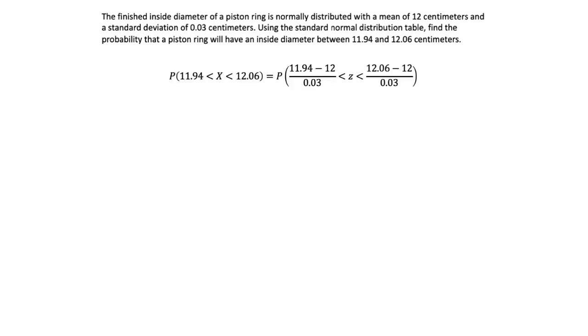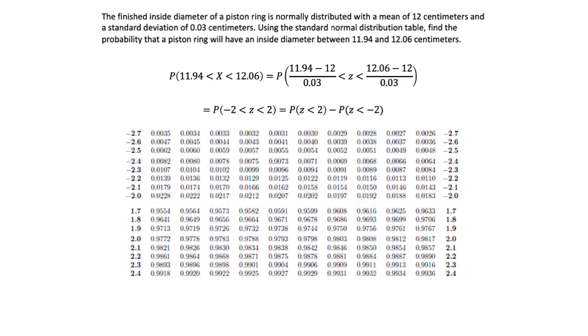So what we're interested in is this probability. We standardize each of those variables based on a mean of 12 and a standard deviation of 0.03. This gives us a probability that z is between -2 and 2. This is equivalent to the probability of z being less than 2 minus the probability z is less than -2.